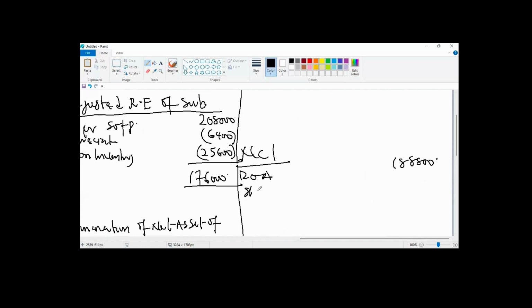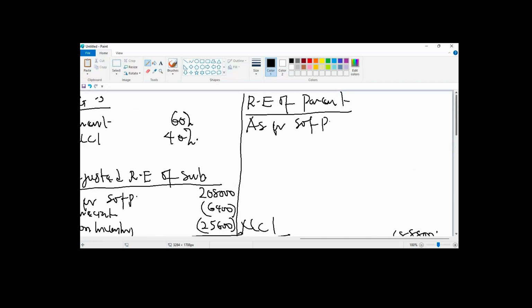Share the profits. 0.4 times 16,000 for NCI is 6,400. 0.6 times 16,000 for the parent is 9,600.